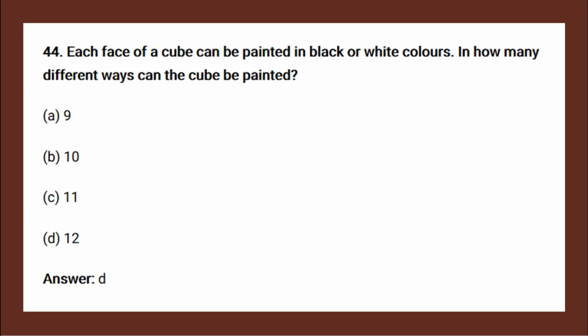Next question 44. Each face of a cube can be painted in black or white colors. In how many different ways can the cube be painted? Option A, 9, B, 10, C, 11, D, 12. And the answer is option D, 12.